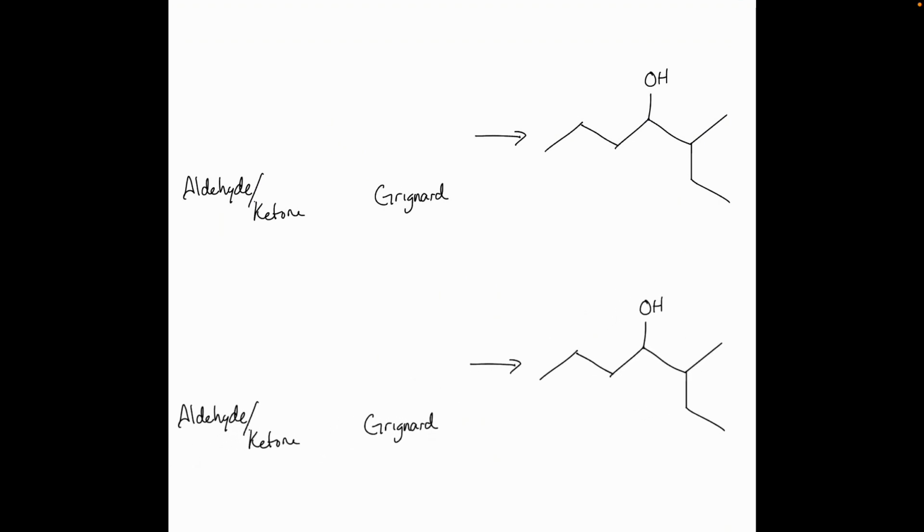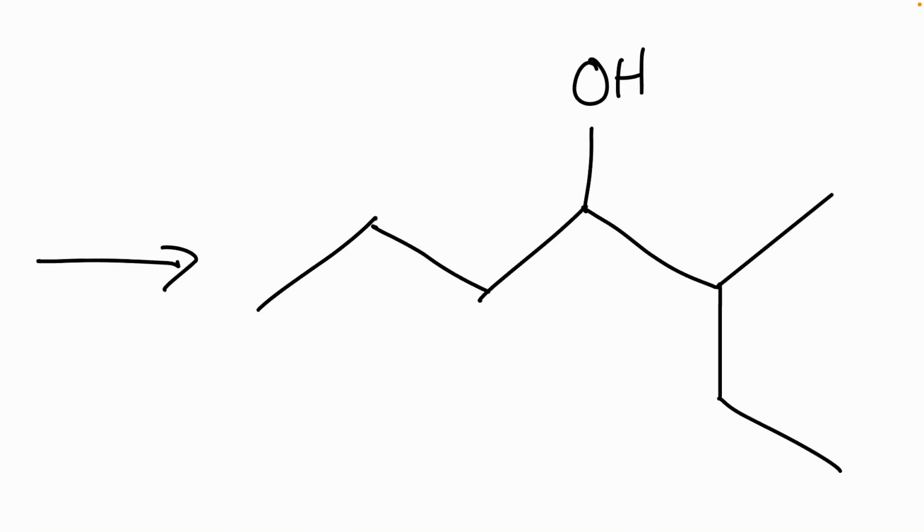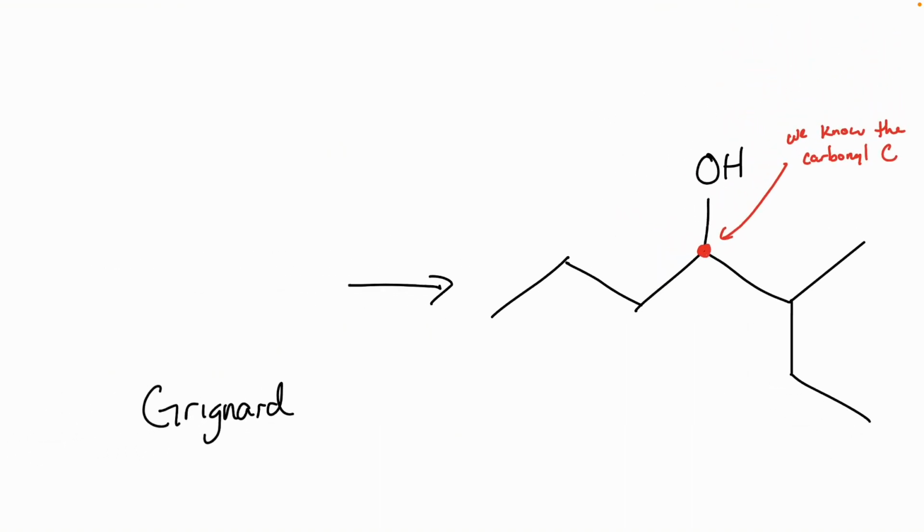So there's actually two possible answers for this one. So let's look at our alcohol here that we've created. I told you I created this using a Grignard reaction, and we're trying to piece together what those two components would be. There's only one thing that you know for absolute certain here, right? And that is that this carbon here, we know this has to have been the carbonyl carbon. That's the only possibility if this was created using a Grignard reaction, right?